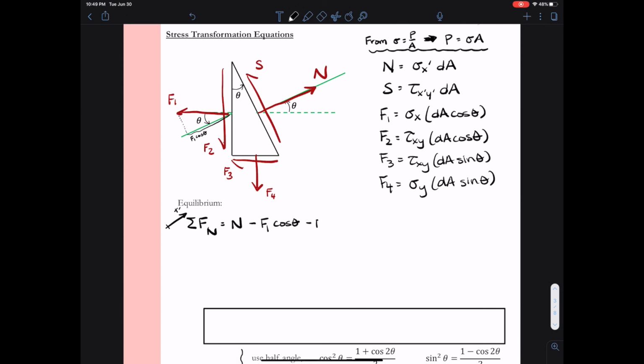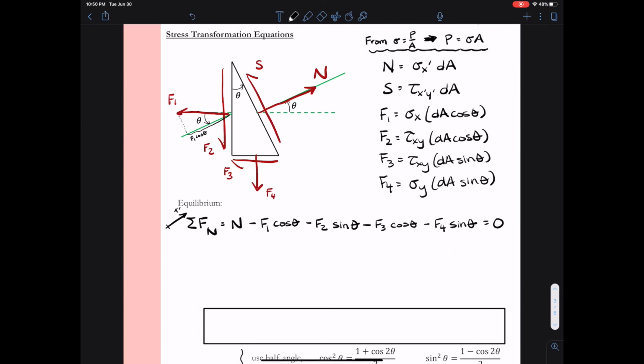We can do the same thing for all the other forces. I remember that if F1 is cosine theta, then F2, its transformation will have to be sine theta. That's also going to be in the negative x prime direction. F3 is also in the negative x prime direction. It's going to be negative F3 cosine theta minus F4 sine theta equals 0.